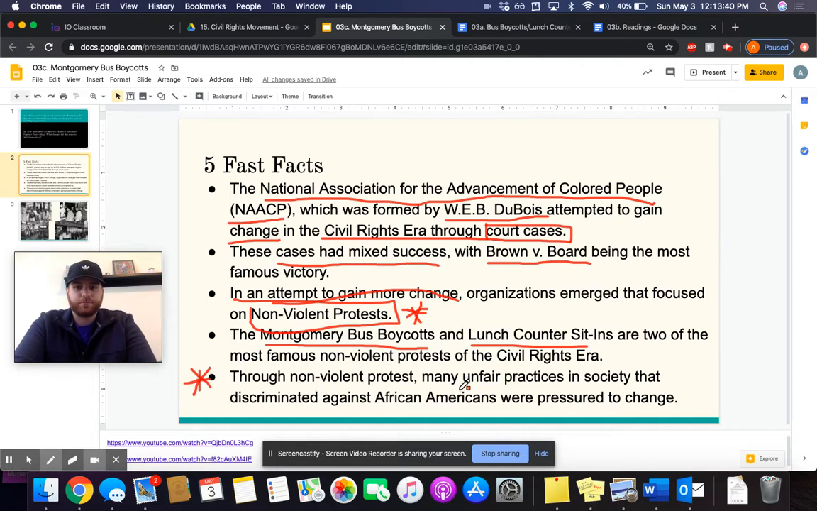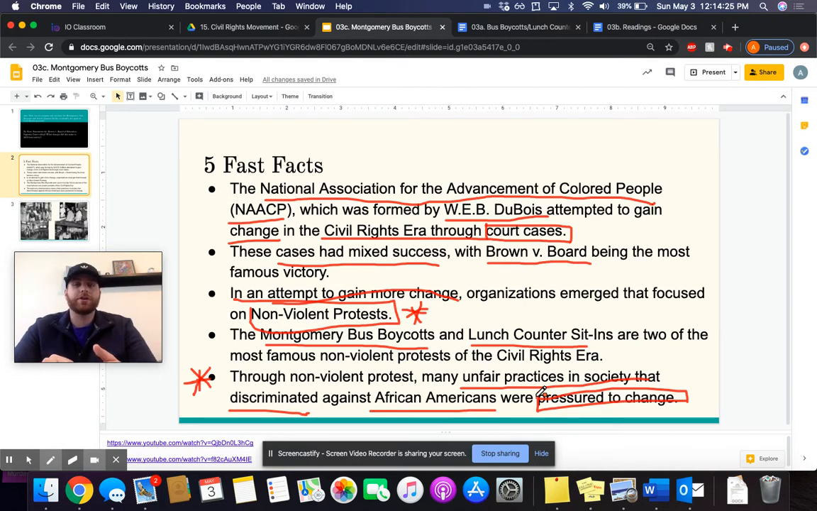So we see that these nonviolent protests are trying to highlight unfair practices in society. And for the most part, these practices discriminated against African Americans. And what this is trying to do is it's trying to pressure society, it's trying to pressure these laws to change. The idea being that if enough people are kind of notified, or if enough people are informed about these unfair practices that still exist in society, there's going to be a lot of pressure on those cities, on those towns, on those states to make changes.